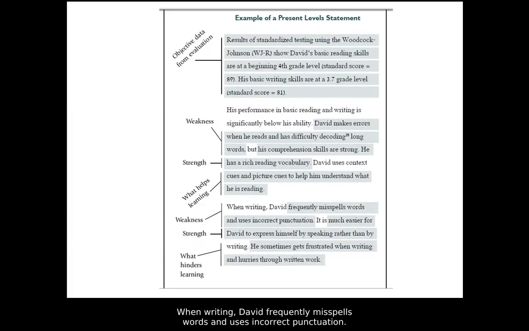When writing, David frequently misspells words and uses incorrect punctuation. I hope you've gotten the gist of this now. What is frequently? How do we measure progress around frequently? And what is a misspelled word? In what context? Is it fiction, nonfiction, spelling test? What does that look like?